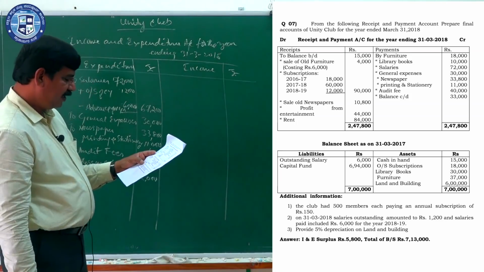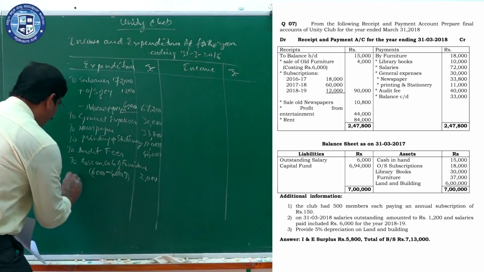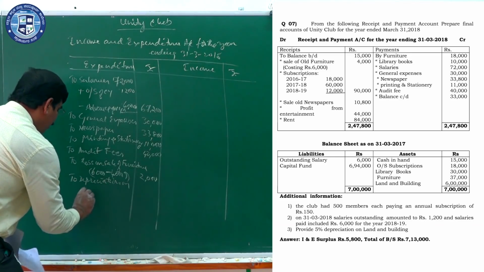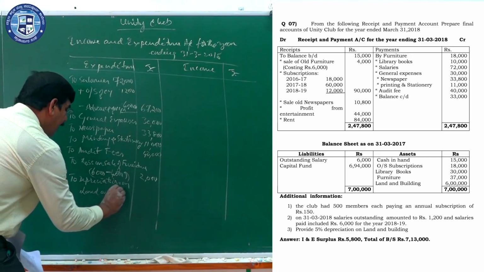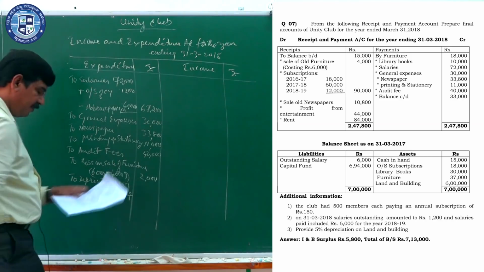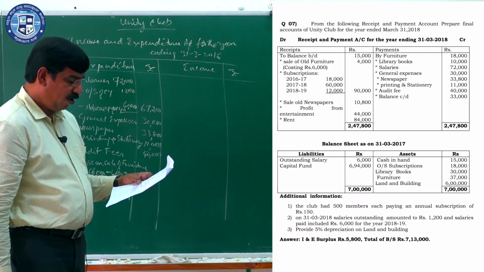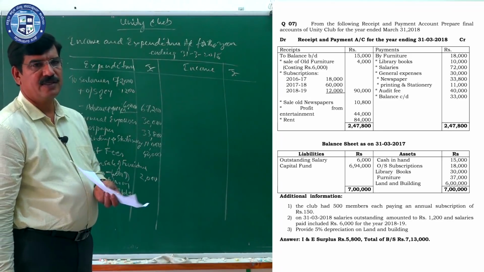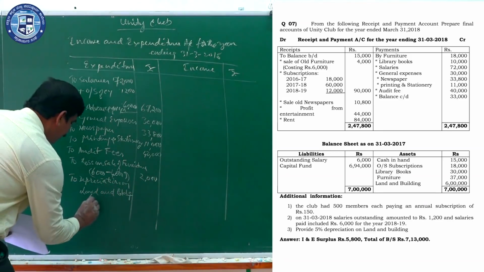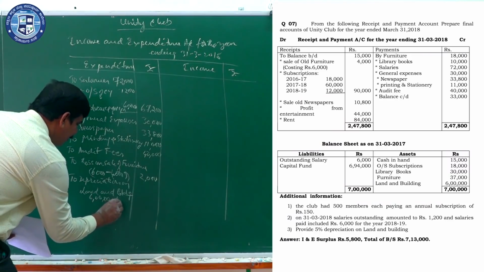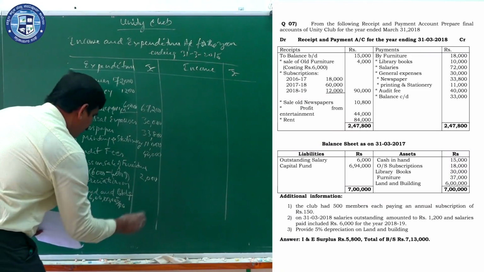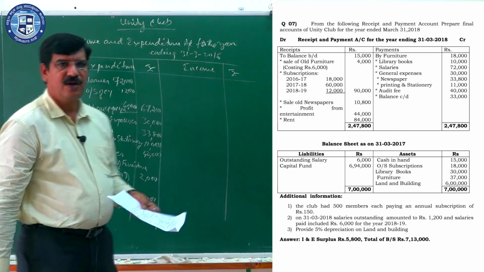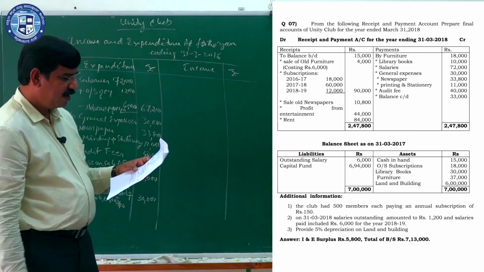Then depreciation on land and building 5%. Depreciation on land and building. The value of land and building is 6 lakhs. So, of that 5%, 6 lakh into 5%, it will be 30,000 rupees. So, the items to be entered on the debit side is over. Now, let us go to the credit side.